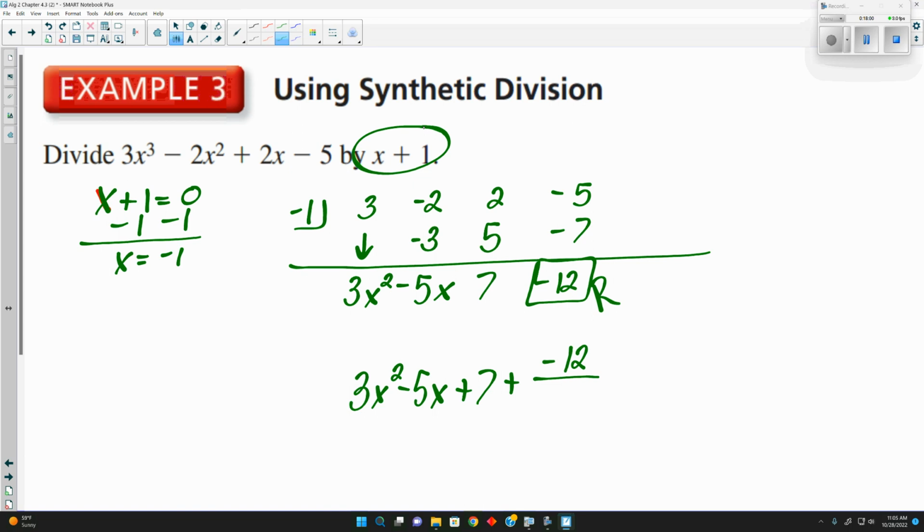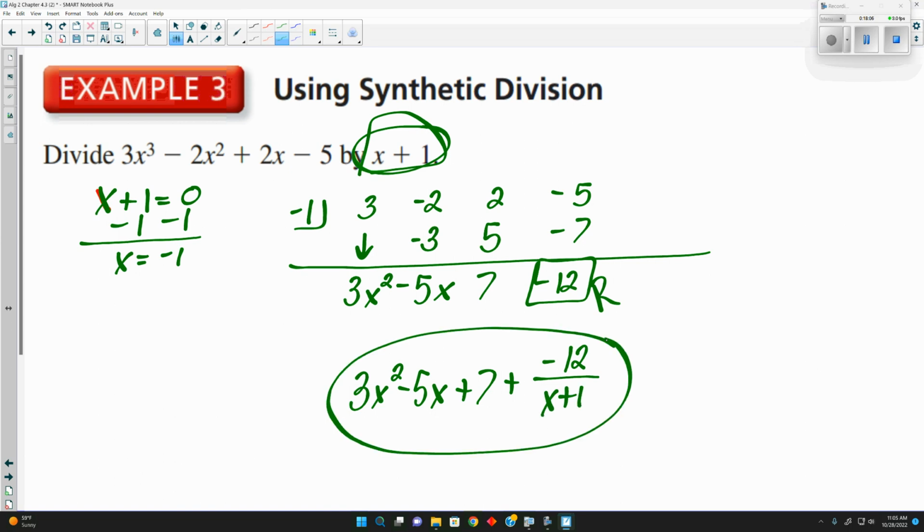Well, what did we divide by? X plus 1, yes? It's still the x plus 1. We use the -1 as a part of our synthetic division to get there, to make it easier to work. But we're still dividing this polynomial by x plus 1.